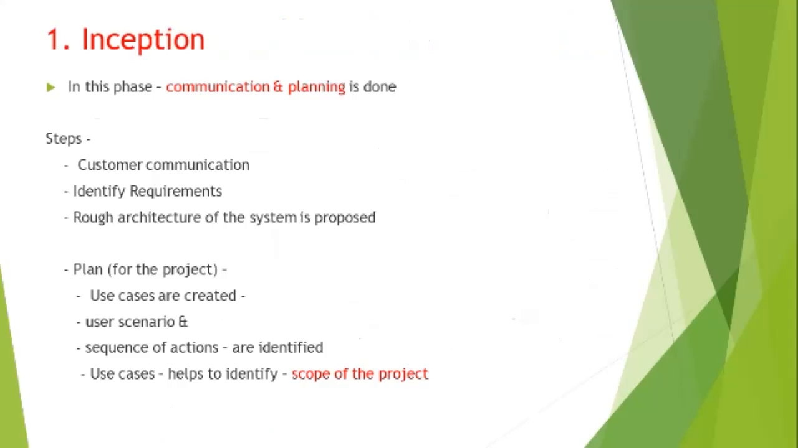First is inception. Friends, in this phase, communication and planning is done. There are some steps to communicate and plan. First one is customer communication, then identify requirements, then rough architecture of the system is proposed. Next, plan for the project. Use cases are created. User scenario and sequence of actions are identified. Use cases help to identify scope of the project.